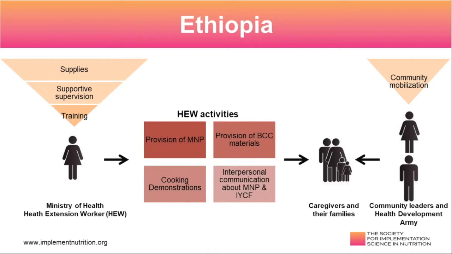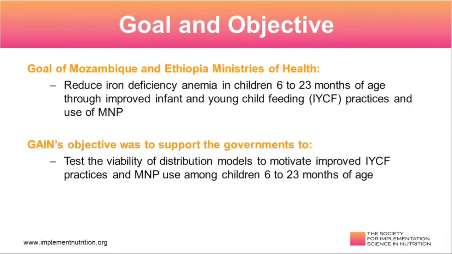The health extension workers then provided caregivers and their families with the MNP, as well as behavior change and communication materials. They conducted cooking demonstrations, and they also did individual counseling with caregivers on MNP and infant and young child feeding. So the goal of the governments of Mozambique and Ethiopia was to reduce iron deficiency anemia among children 6 to 23 months of age. GAIN's objective was to support the governments to test the viability of the distribution models to motivate improved IYCF practices and MNP use among the children.